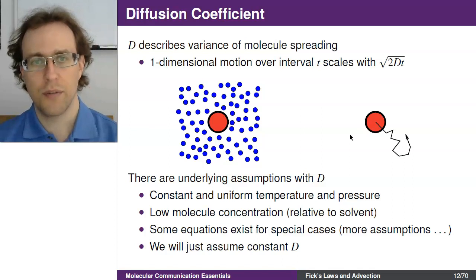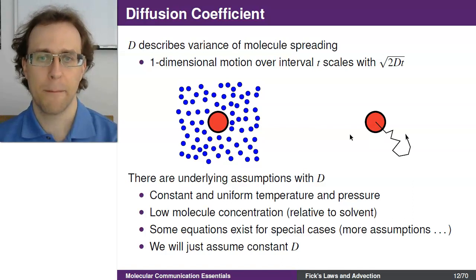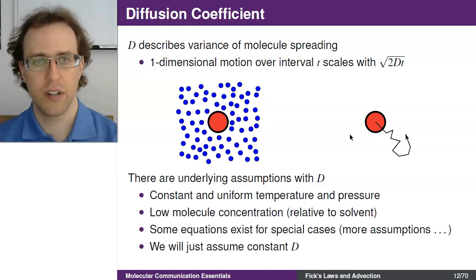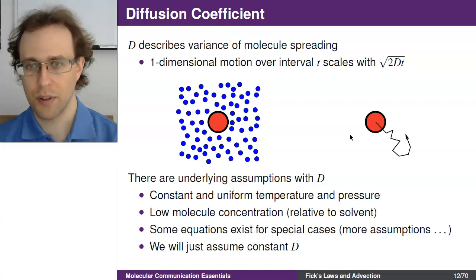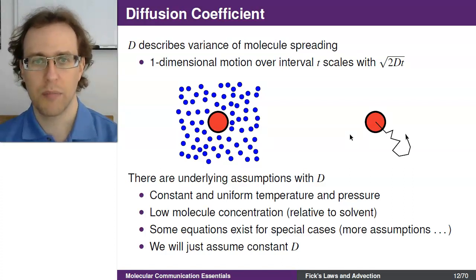Nevertheless, the notion of the diffusion coefficient D is useful for a deterministic representation. There are a few underlying assumptions that we take when we're applying a diffusion coefficient. We usually assume that the temperature and the pressure within the fluid of interest are both constant and uniform. We usually assume that we have a low molecule concentration, in particular relative to the solvent. So we assume that most of the collisions that our molecules are participating in are with molecules that are not the molecule of interest. They're with the background molecules in the solvent.